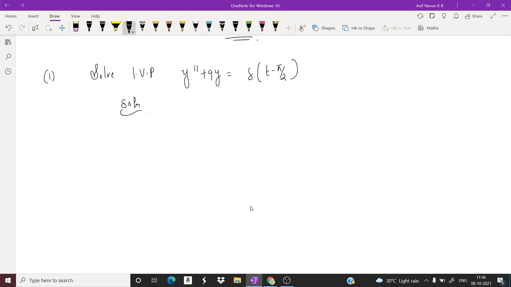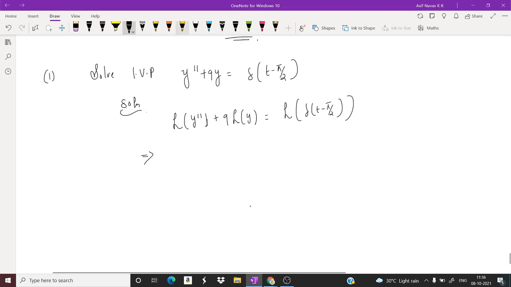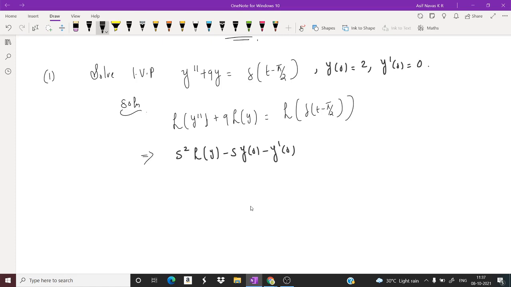Okay, taking the Laplace transform, what will you get? Laplace transform of y double dash plus 9 times the Laplace transform of y is equal to the Laplace transform of delta of t minus pi by 2. Right? What is the Laplace transform of y double dash? Do you remember that? S square L of y minus s y of 0 minus y dash of 0. So I will give you that y of 0 is 2 and y dash of 0 is 0. Plus 9 times L of y is equal to the Laplace transform of the Dirac delta function, which is e raised to minus pi by 2 s, right?